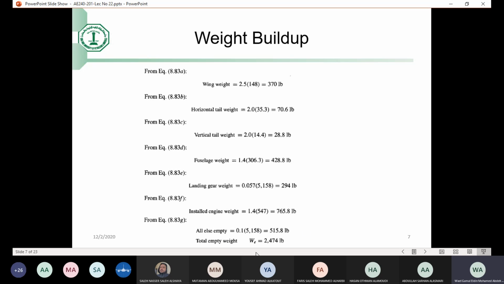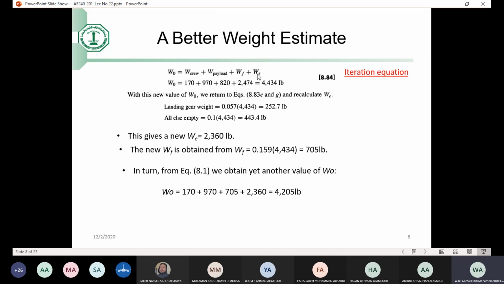Okay, then what? The initial total weight was 5,000. The empty weight, we found that it's 2,000. Now I need to check, will this empty weight give me the 5,000 or not? Let's see. To the empty weight, I have to add the payload, which is 970. I have to add the crew weight, which is 170. The pilot, we already know that. All these we had before. You already submitted this in your progress report. And it had the fuel weight that we had from before, 820. When I add these numbers together, the new empty weight, the fuel, the payload, the crew, I get 4,400.